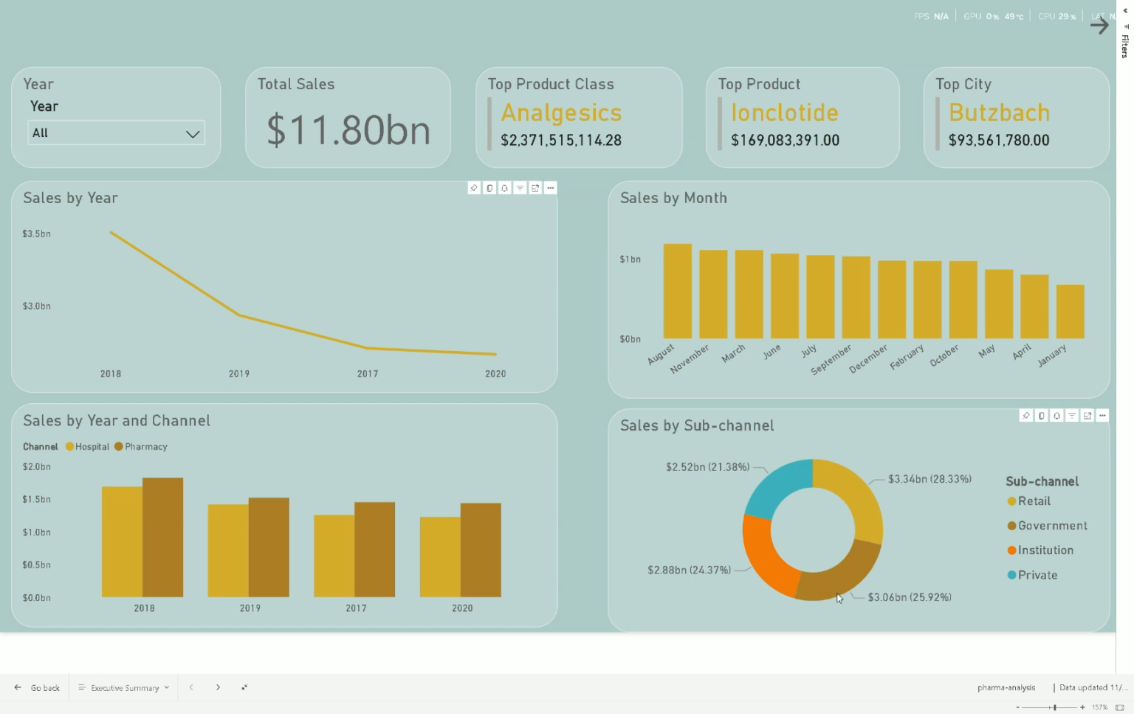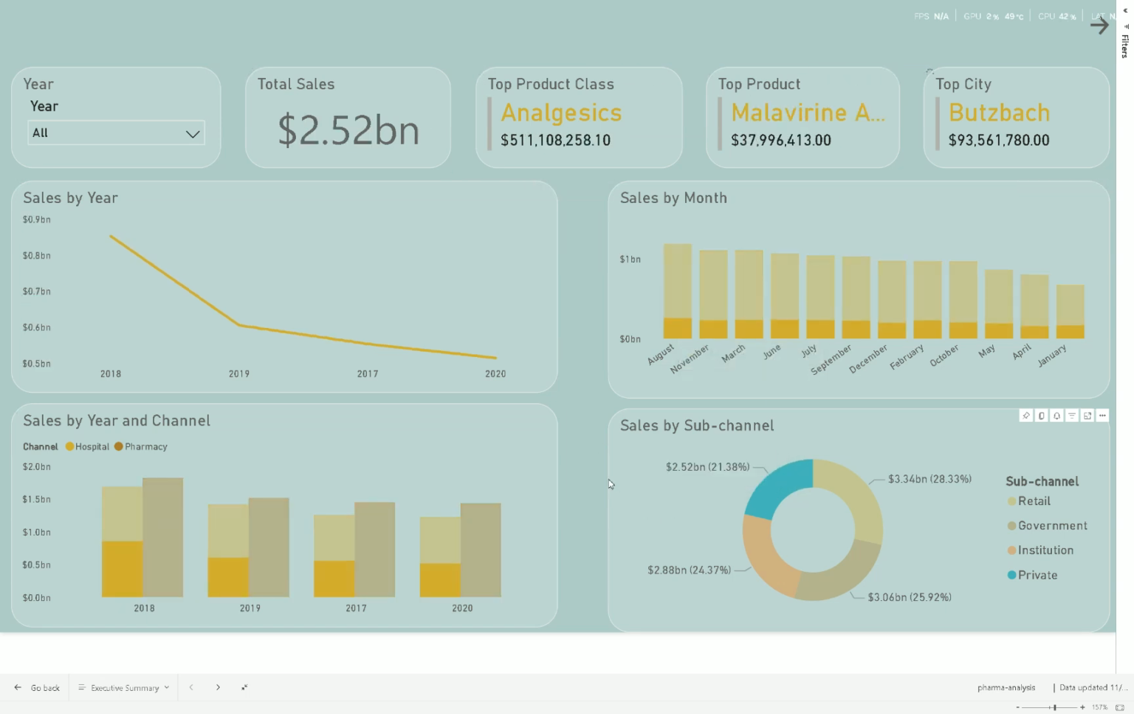So what is the insight from it? This tells us that government procurement is a major driver of revenue, which indicates a stronger reliance on public healthcare systems. It is also interactive. If we click on any value or any sub-channel, the whole value changes here, as we can see.